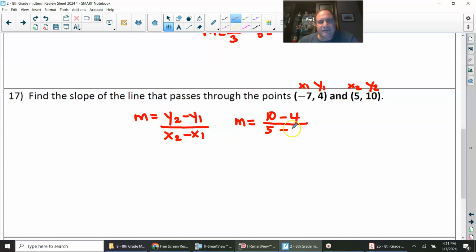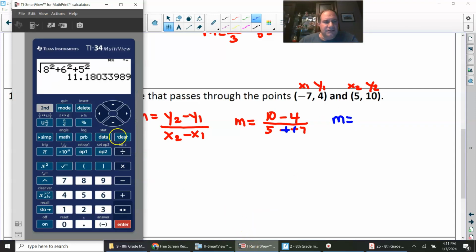x1 is -7. You see that double negative? That double negative creates a positive. Change it to a positive right there. So in your calculator, you're not going to do this by hand, like and separately. You're just going to press the fraction symbol. You're going to put 10 minus 4 directly in, and you're going to put 5 plus 7 directly into the calculator. Enter. It is 6/12.